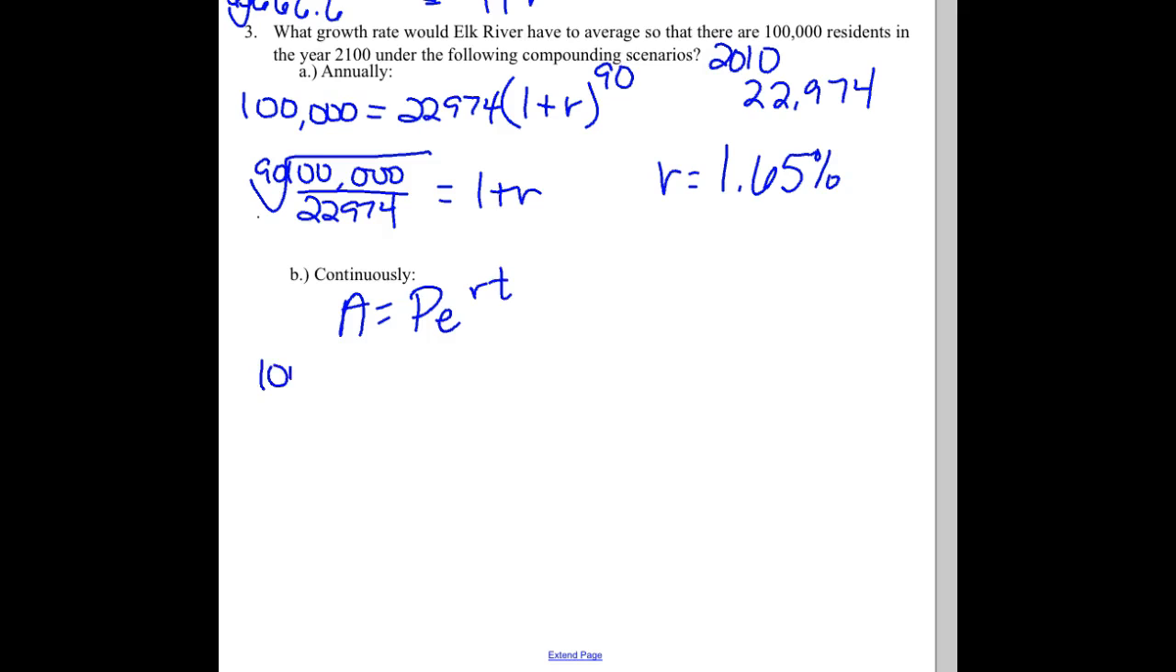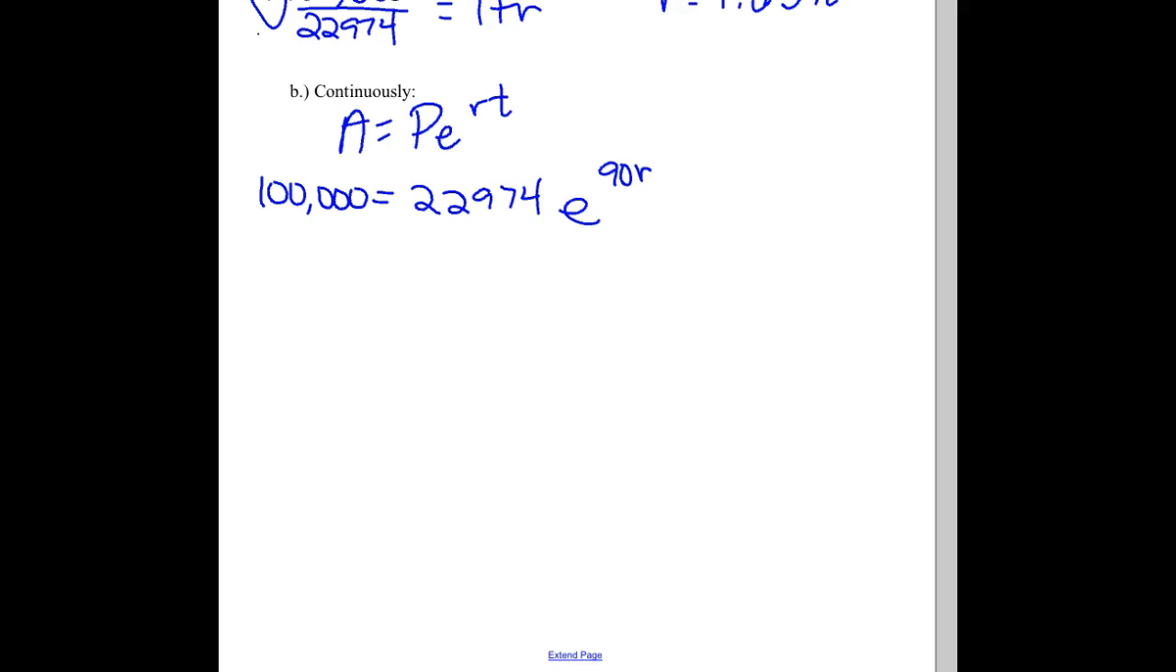So we still want 100,000. We start with 22,974. We do not know our rate, but we know our time is 90. So our power is 90T. Sorry, 90R. Yes? Okay. Can you still divide the 22,974 over? Okay. So on your calculators, get that decimal. 100,000 divided by 22,974.